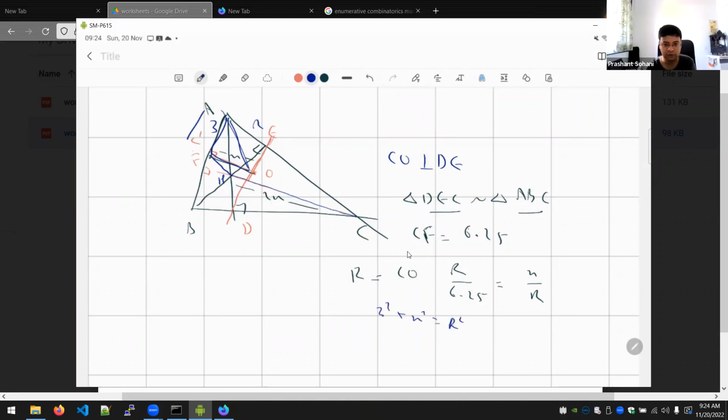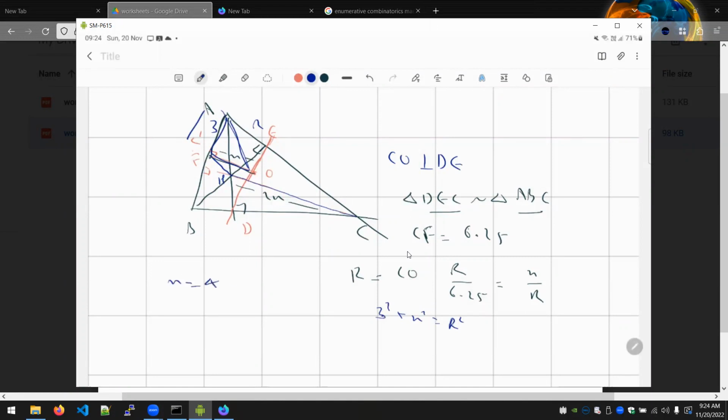So we can solve this system, and I got two answers. X is equal to 4 or 9/4. And from that, I got two values for R. R is equal to 5 or 15/4.